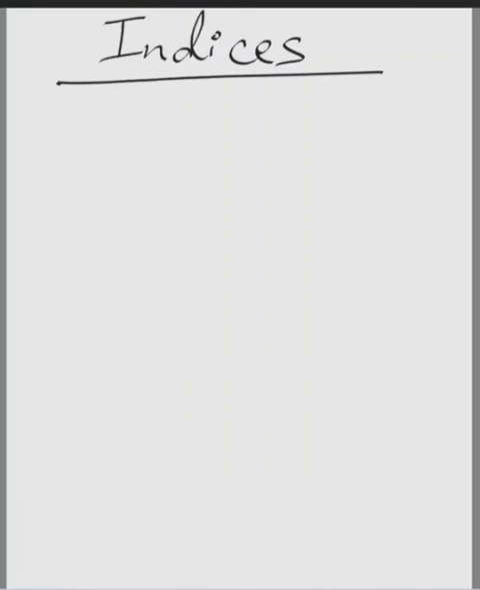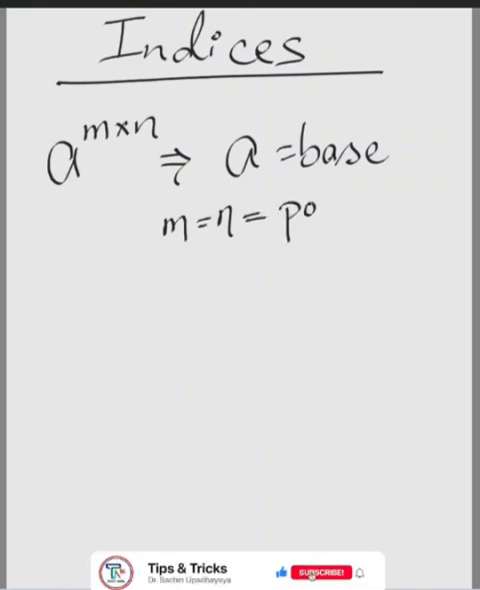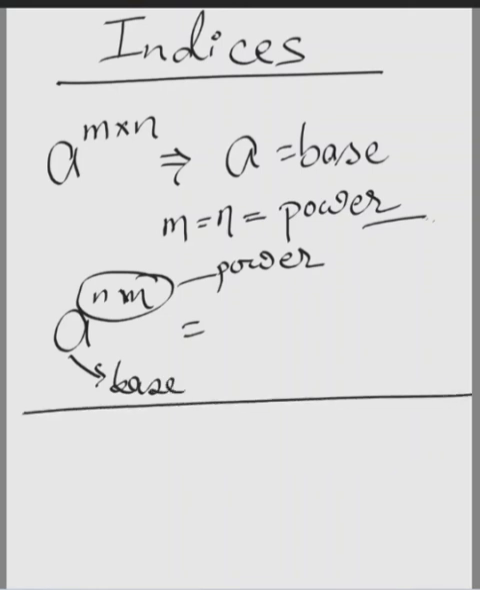Let's get started. Okay. There are a few things we need to remember. In this case, let's say a power m into n. If I have written this, then a is the base, and m and n are called powers. So when I write this way, these two are powers. We call them powers. This is the base. This is the one thing you need to remember.